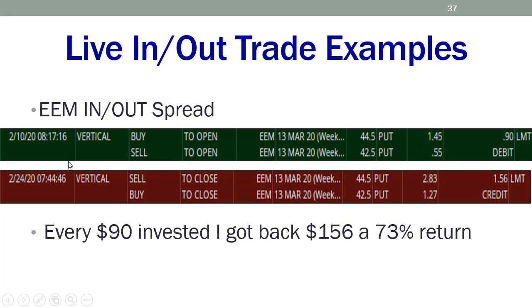Next one, EEM. This is the Emerging Markets ETF. I put this one on February 10th, took it off February 24th. Every $90 I invested, I got back $156, a 73% return. Okay, it's a 73% return. And somebody was like, well, but if you're wrong directionally, okay, but what did we just say? If you're wrong directionally, you lose. Yes, you do. What can I possibly lose in here?